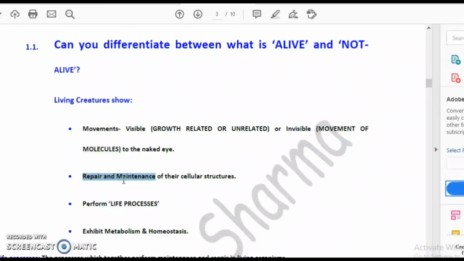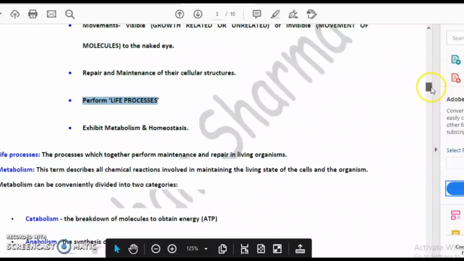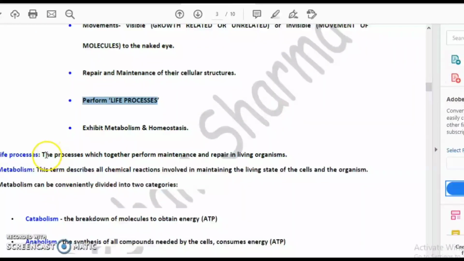The universal energy currency. So, the third important characteristic is that living organisms perform life processes, which brings us to the question: what are life processes? This is a new term. Life processes are a group of biological phenomena, processes, which help to maintain and repair a living organism's survival. They are absolutely essential for survival.